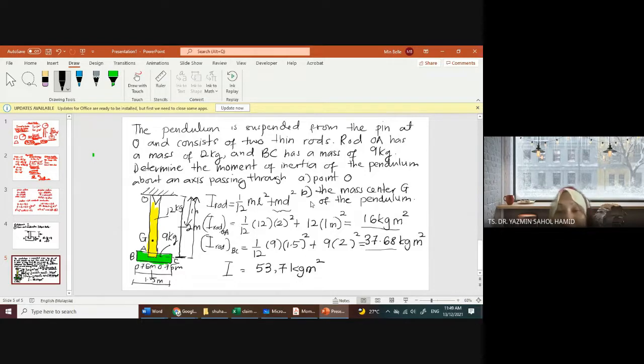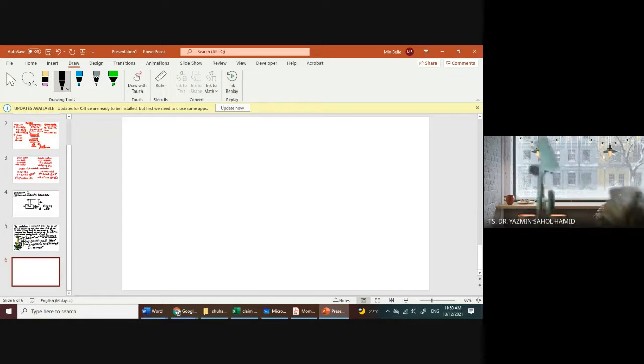Okay, soalan kedua dia nak the mass center of the pendulum. So basically dia nak the mass center of pendulum, dia nak IG lah. Tapi sebenarnya kita dah ada I untuk keseluruhannya, kita dah ada jawapan. So, kita kena cari IG. So, maksudnya untuk soalan B, kita dah ada I.